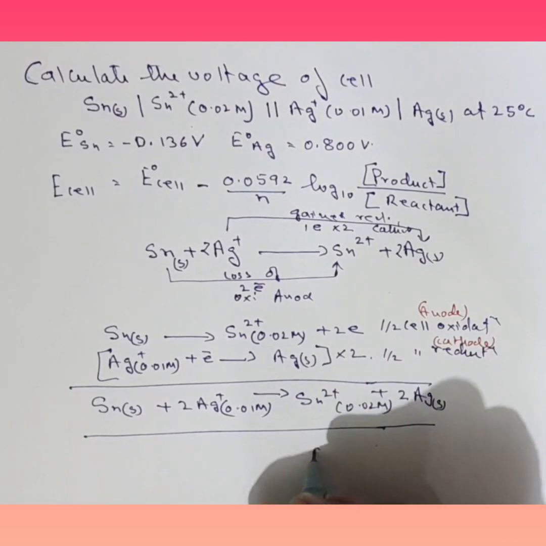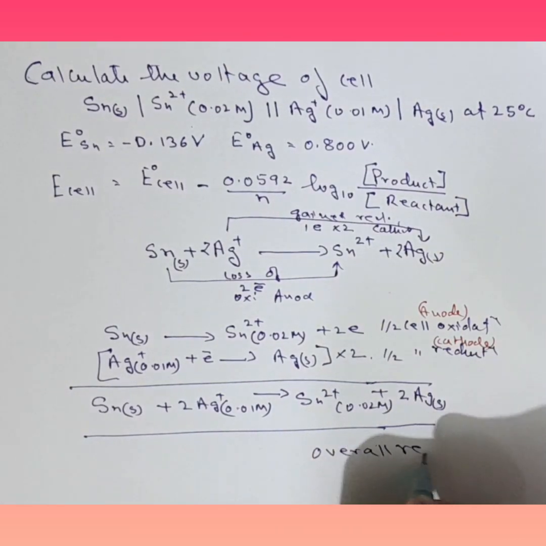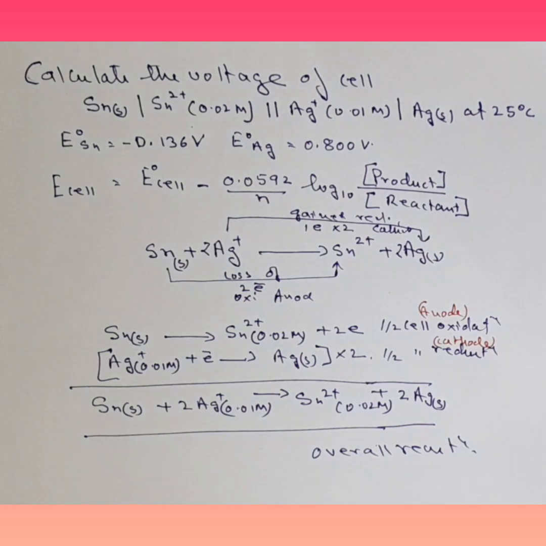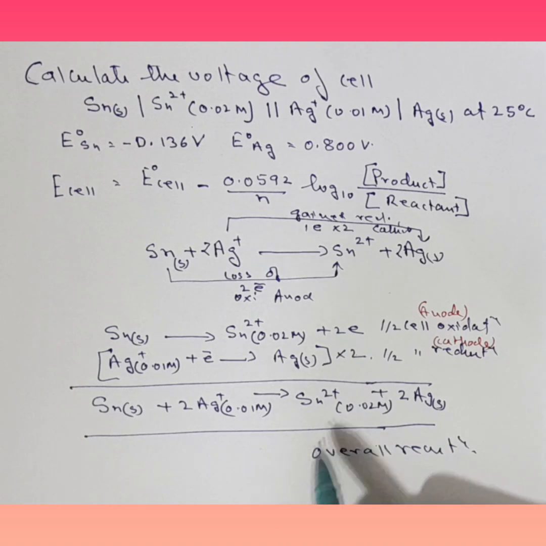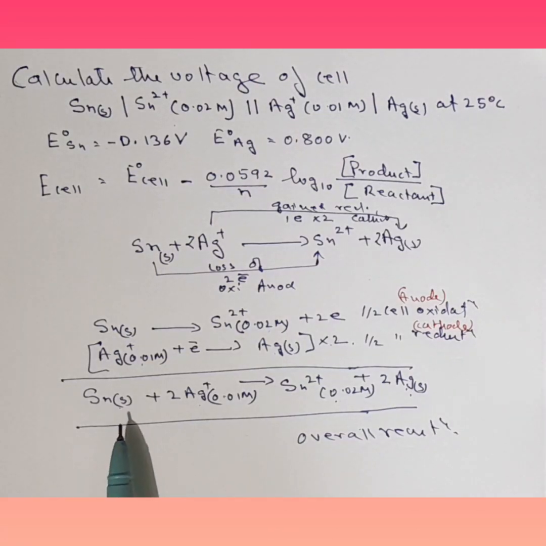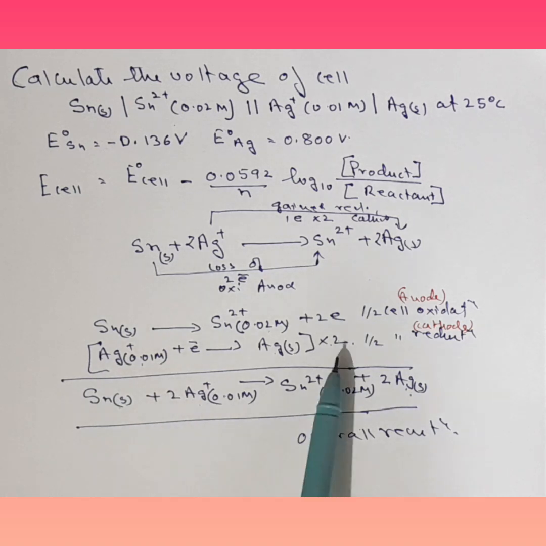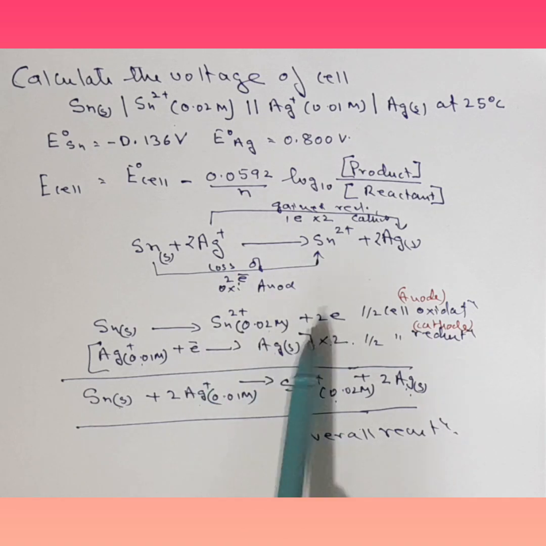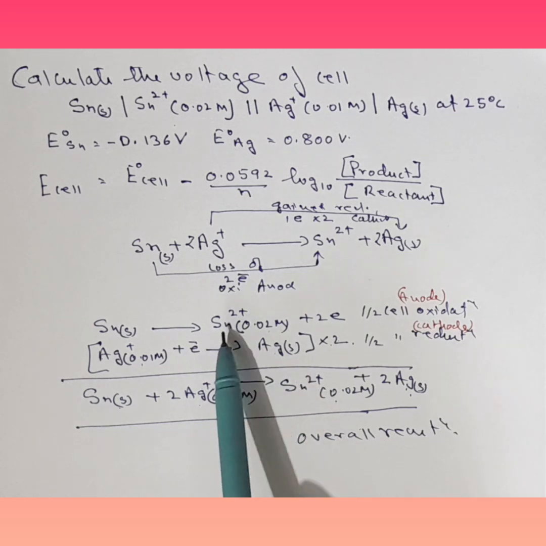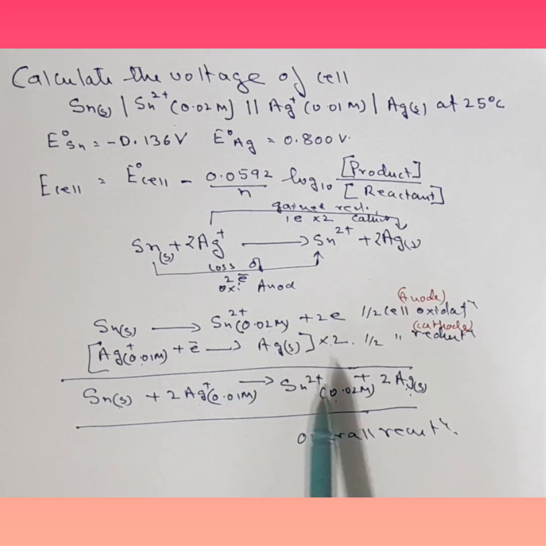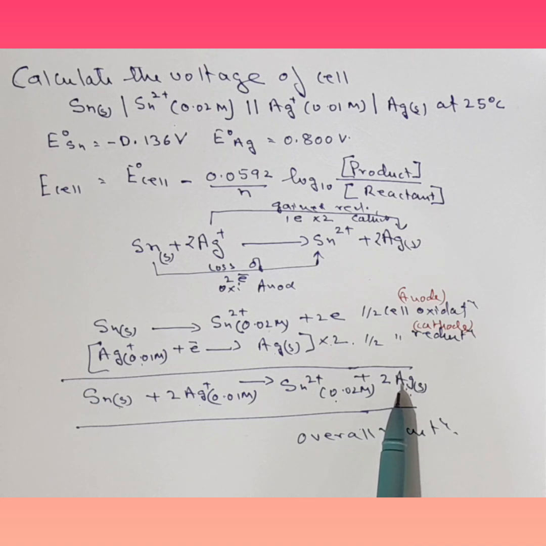So this is the overall reaction. Now what has happened over here? This was 2 electrons, so this and this get cancelled, so we don't find it there. What we are left with is Sn, solid Sn, and silver with its concentration. Now why 2? Because we have multiplied this entire thing with 2 to cancel electrons, and then on the right hand side, we are left with Sn2 plus with its concentration and silver solid. So that's the overall reaction.